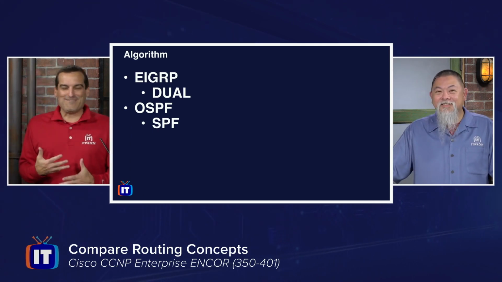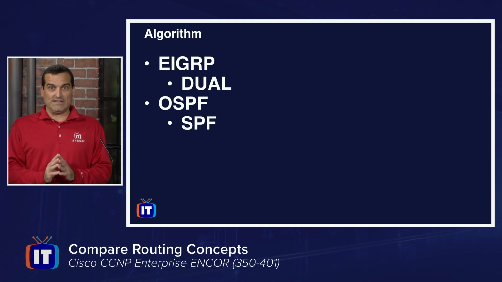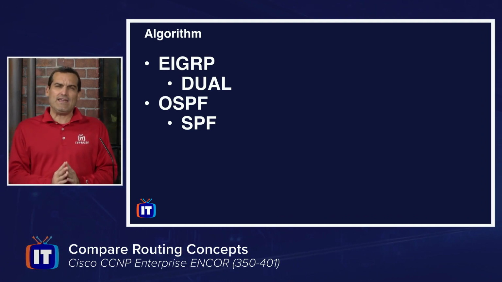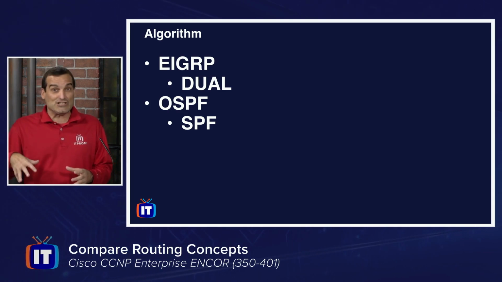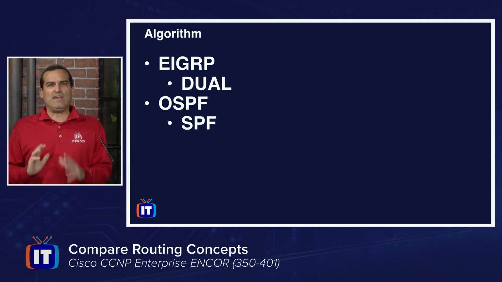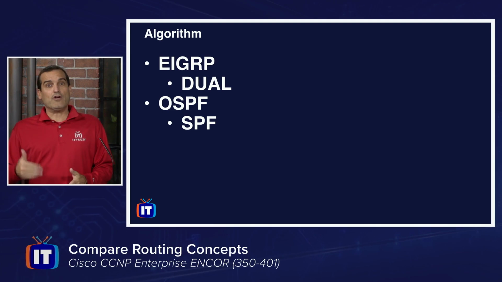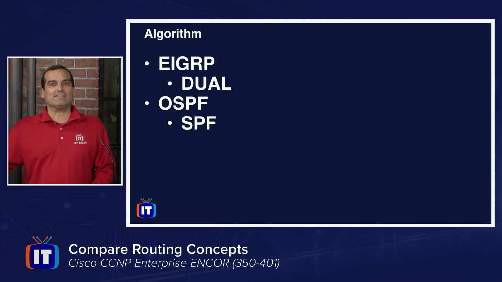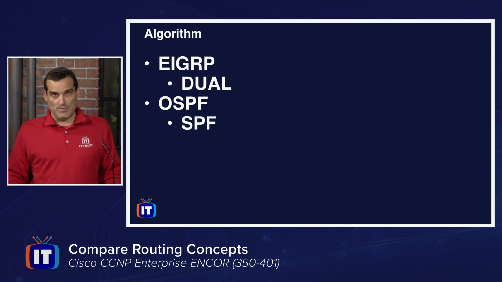So with EIGRP, it's the diffusing update algorithm. And the big unique thing about this, the one big thing, and it really is cool and impressive, is that there is this successor, the best way to get somewhere, and then feasible successors. And that really is neat. What it means is, when a primary path that was best goes away, there could be multiple paths standing at the ready to immediately be implemented as the new best path.